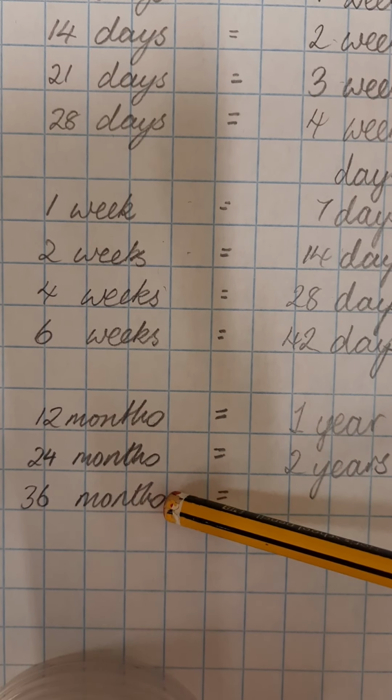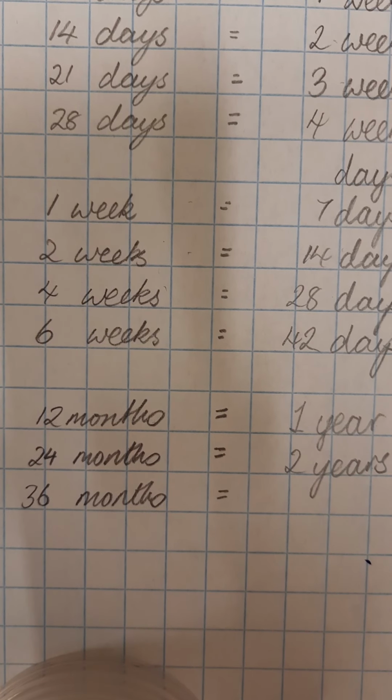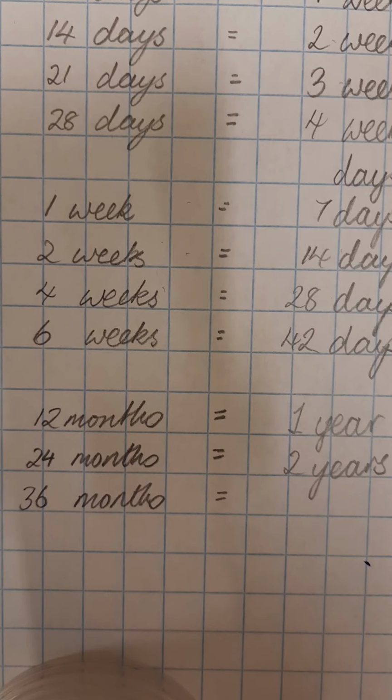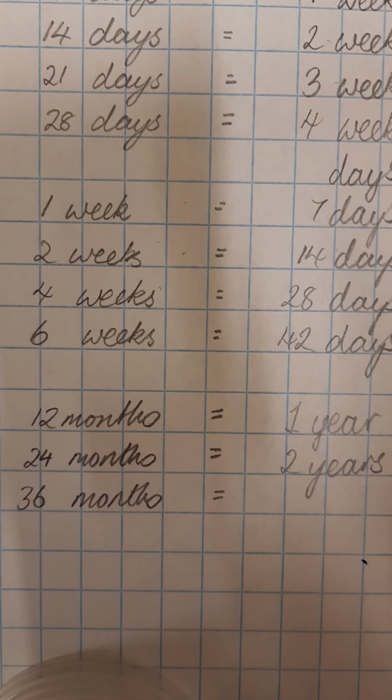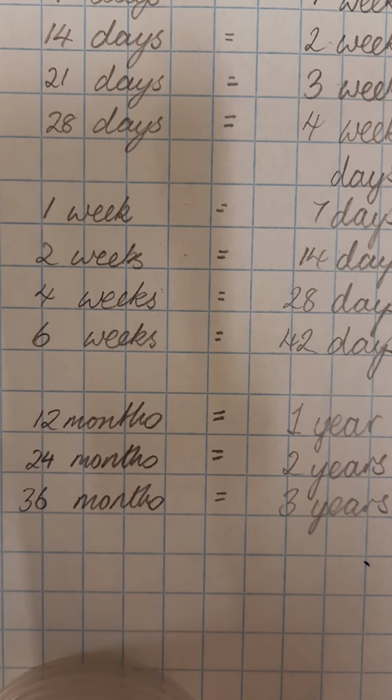Here we have 36, so we've added another 12 months. How many years would you end up with then? See if you can work that out. Press pause whilst you do it. The solution on this occasion is 3 years.